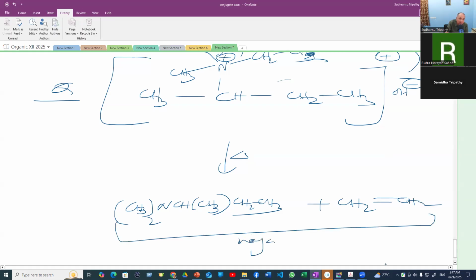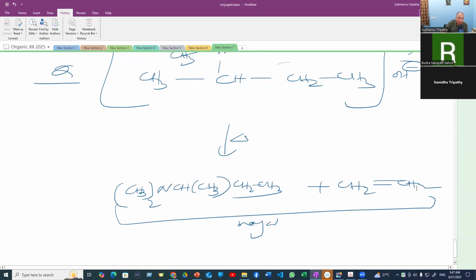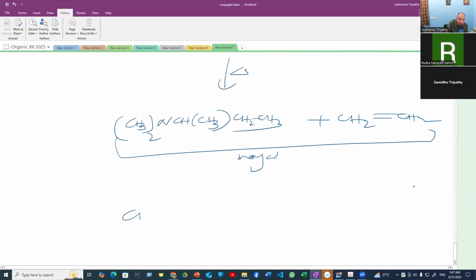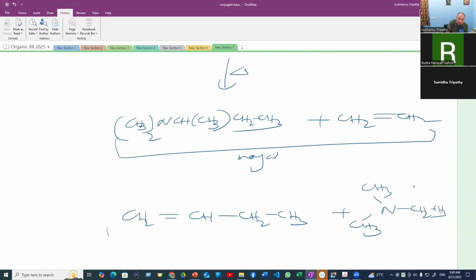Butene and ethyl trimethyl amine will form. That is the minor I am showing you. You will also have the other one which you were thinking, plus. In this case the amine is this. This is the minor pair. You understood? Yes, sir.